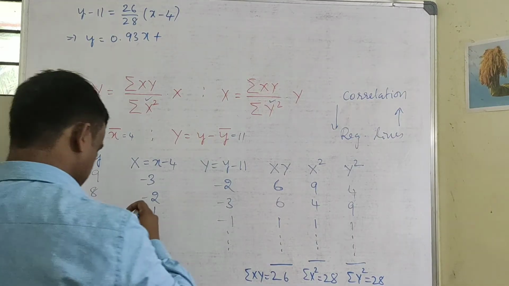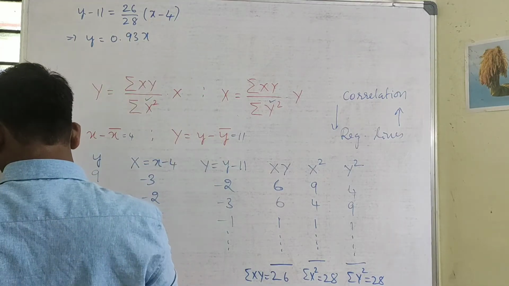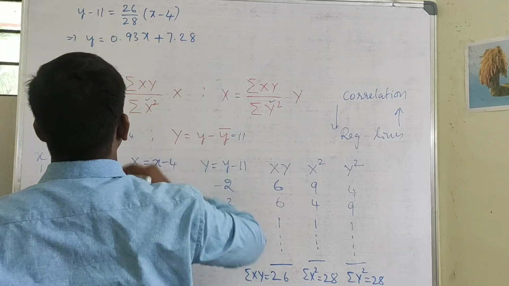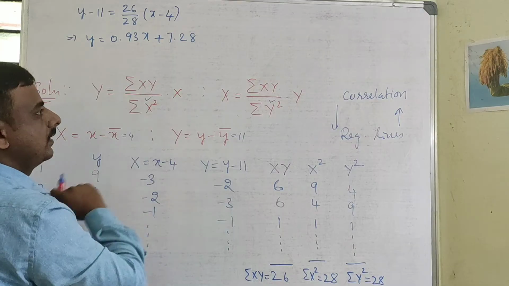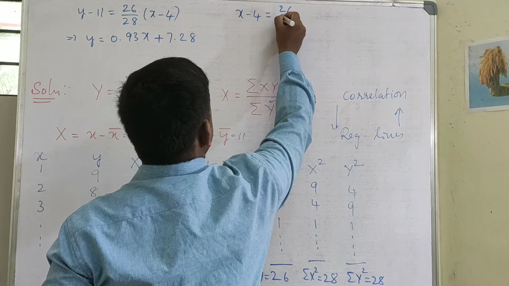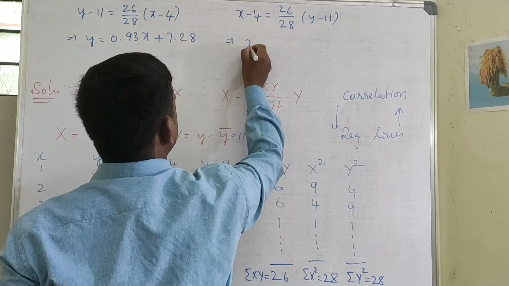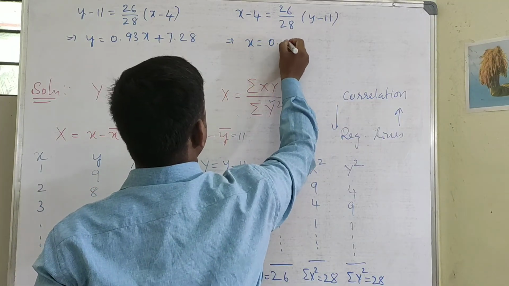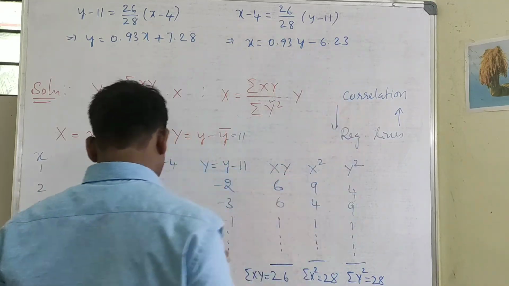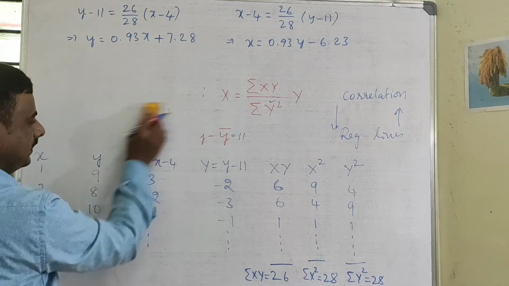0.93x will get a minus sign. Sorry, y equals this plus 7.28. Similarly, substituting in this formula, we get x minus 4 equals 26 divided by 28 into y minus 11. If we simplify this, we get x equals 0.93y minus 6.23. So these are the regression lines of the given data.